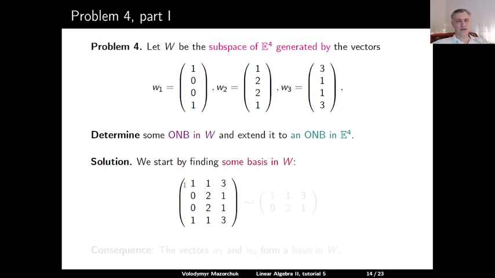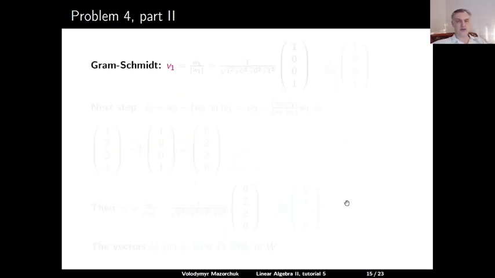But we already see here that row 1 and row 4 are the same, so we delete row 4. Row 2 and row 3 are the same, we delete row 3, and we get the matrix 1, 1, 3, 0, 2, 1. So here we have two leading elements in columns 1 and 2. Consequently, the vectors w1 and w2 form a basis in W. Now we can do Gram-Schmidt.